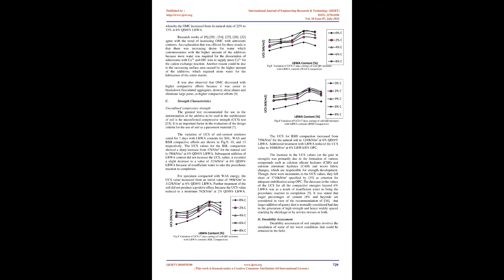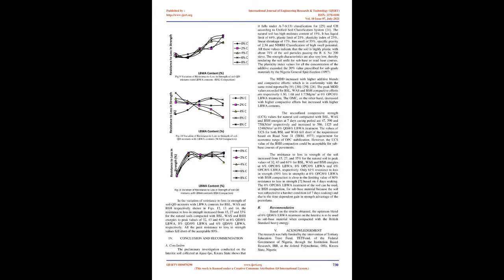9. Strength characteristics. Unconfined compressive strength. The general test recommended for use in the determination of the additive to be used in the stabilization of soil is the unconfined compressive strength, UCS, test 33. It is an important factor in the evaluation of the design criteria for the use of soil as a pavement material. 7.